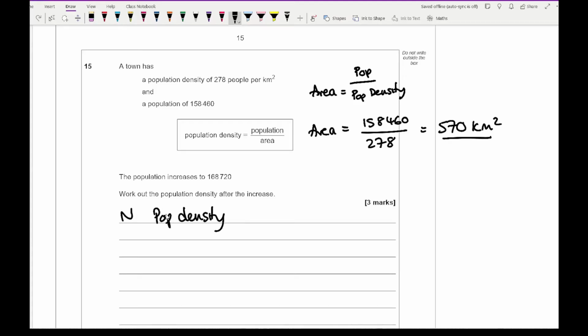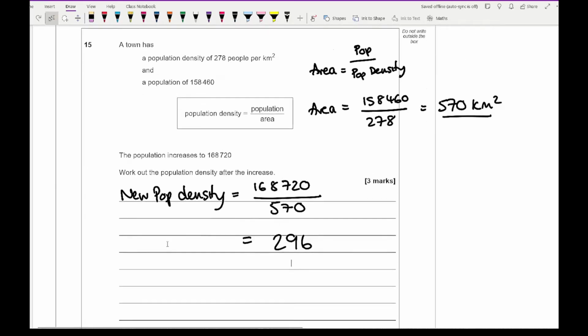So the new population density, using this formula, is going to be the population that it is now over the area, which is 570. And so here I've got 168720 divided by 570, which equals 296. The units for that, do I need to write down the units? No, because it's told to be there. And there is my final answer.